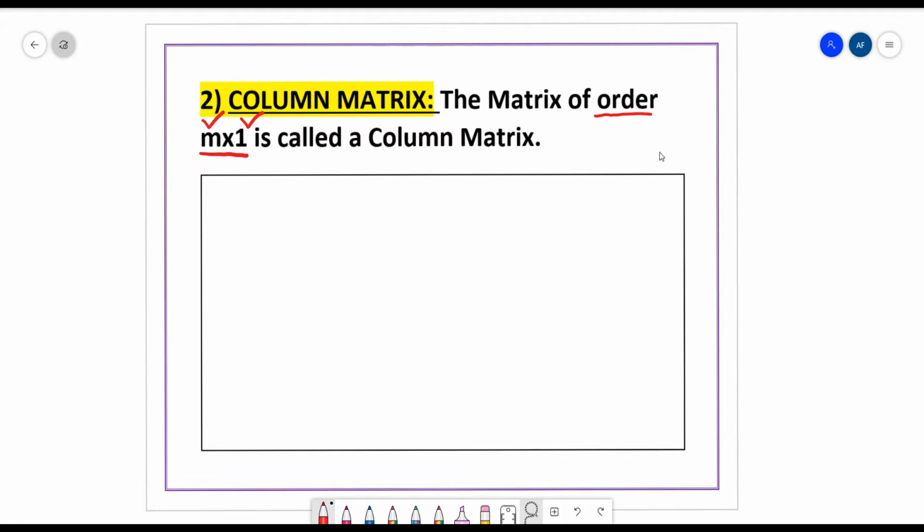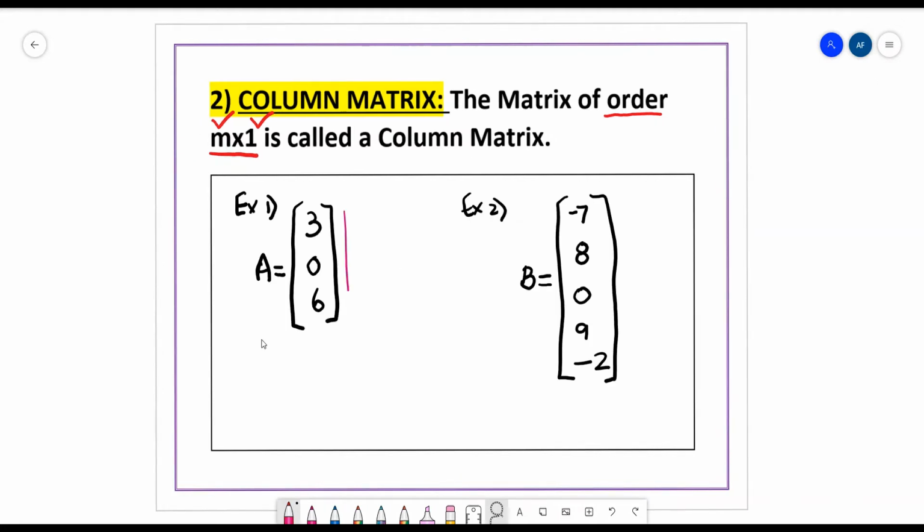Let us see some examples over here. I have taken two examples here, example 1 and 2. And in example 1 we have matrix A. As you can see, we have only one column, so it is a column matrix. Similarly, in B also we have a single column, so it can be called a column matrix.